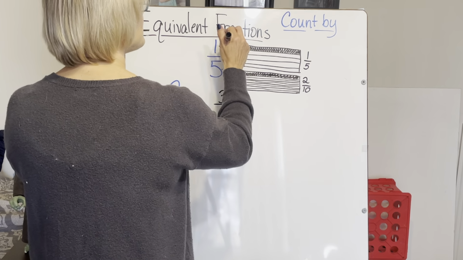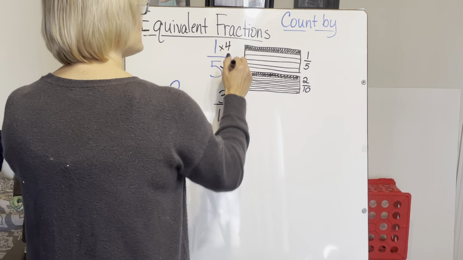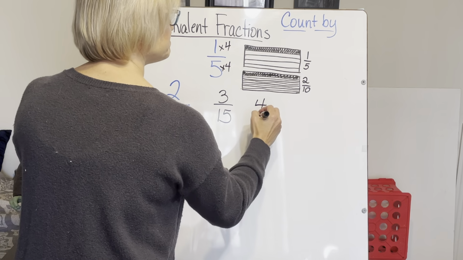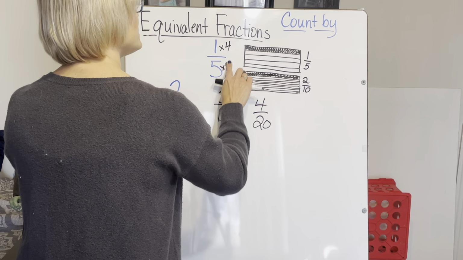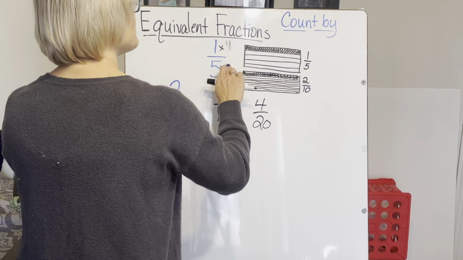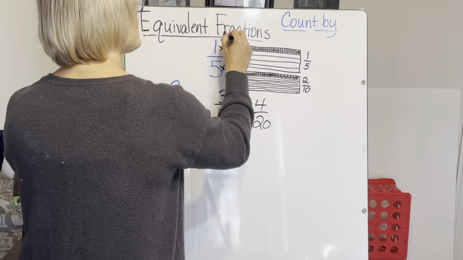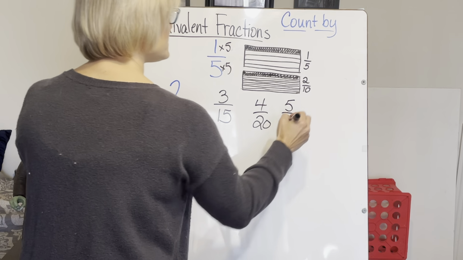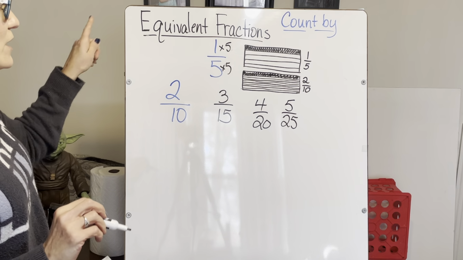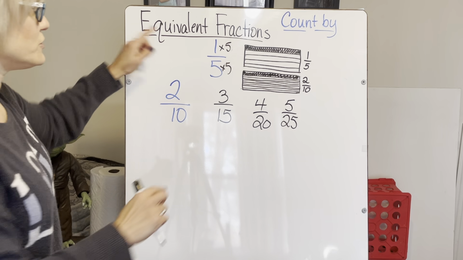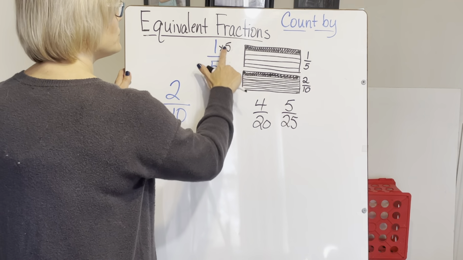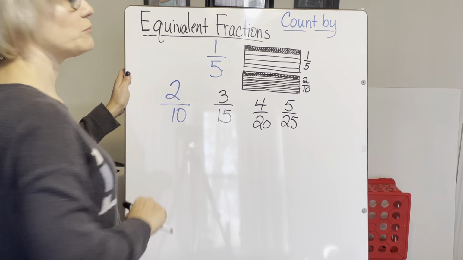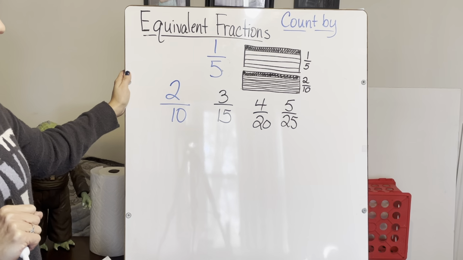I can do times 4 and get 4/20. I can do times 5 and get 5/25. All of them are equivalent to 1/5, my original fraction that I had up there.